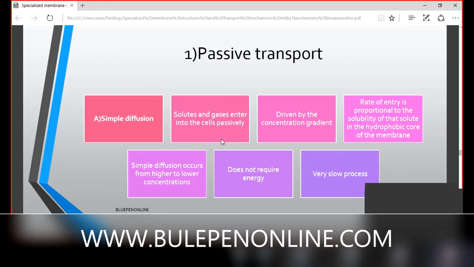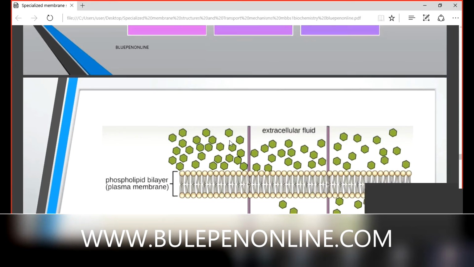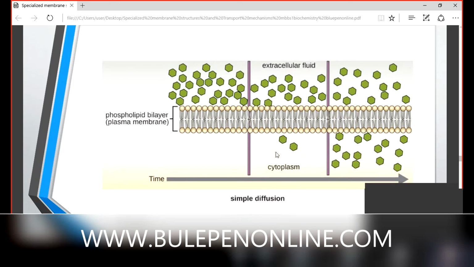These are the 6 points coming under simple diffusion. Solutes and gases enter into the cell passively. It is driven by the concentration gradient. The rate of entry is proportional to the solubility of that solute in the hydrophobic core of the membrane. Simple diffusion occurs from higher to lower concentration, does not require energy, and is a very slow process. You can see from the diagram: here is the cytoplasm, here is the extracellular fluid. From the higher concentration to the lower concentration, the entry occurs. It is known as the simple diffusion method.